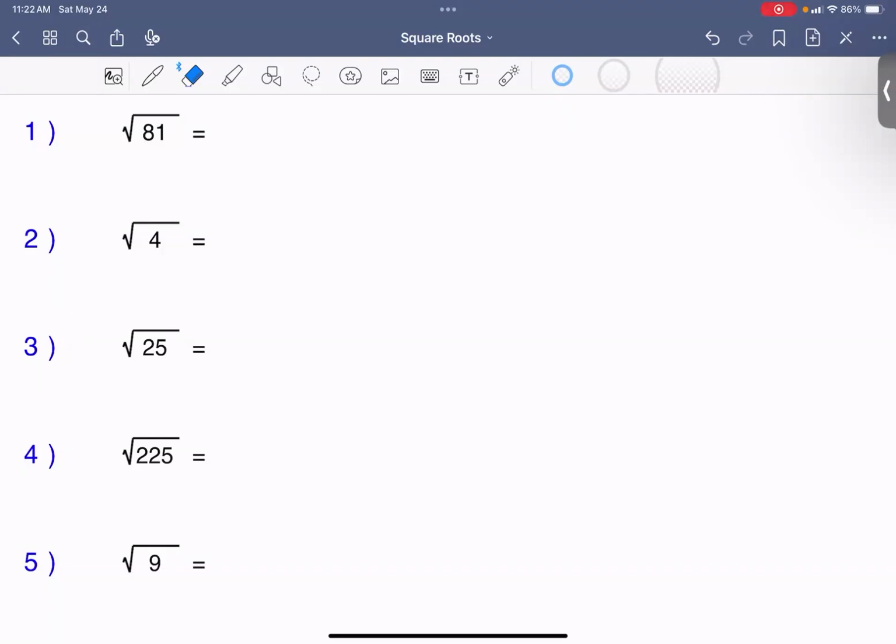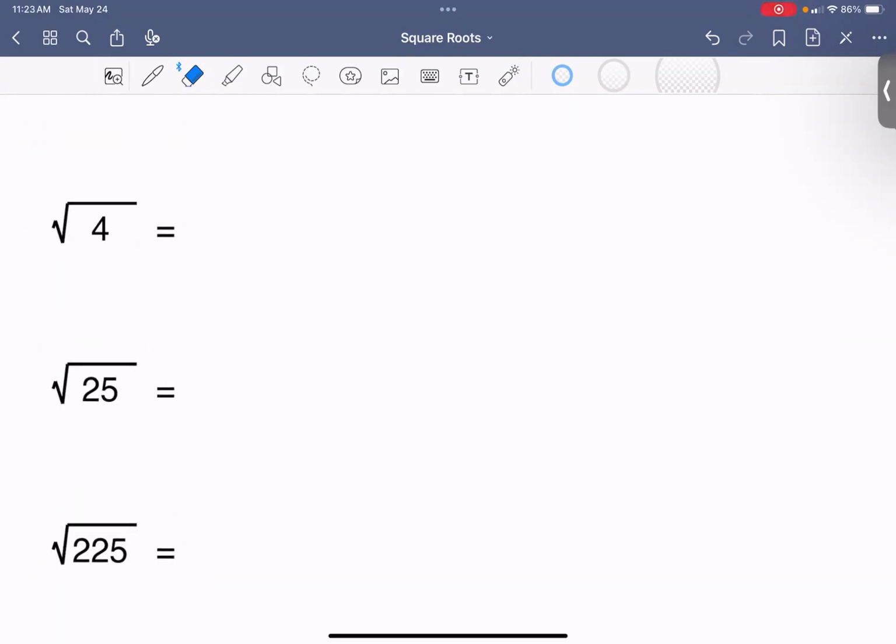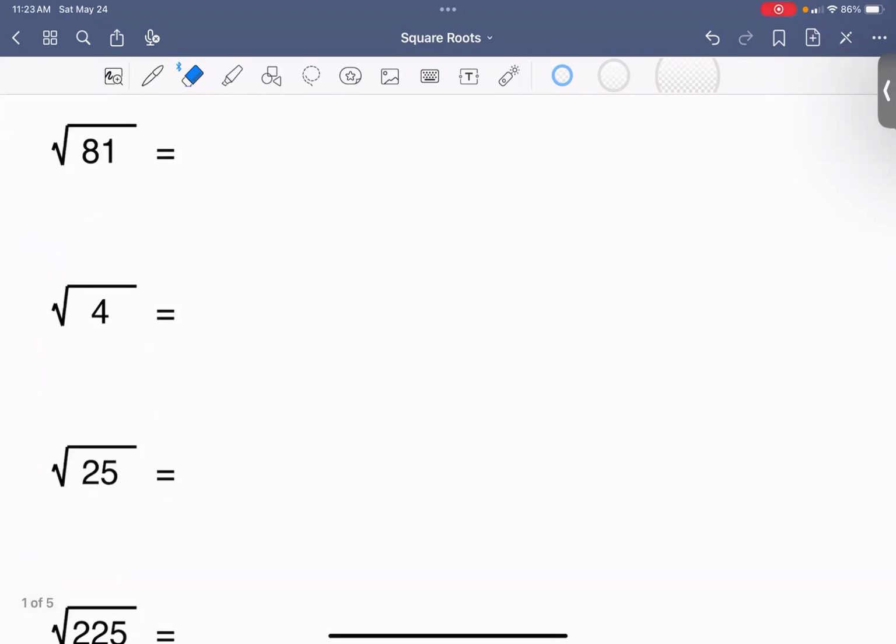Today we're going to look at square roots. The square root of a number is a value that when multiplied by itself gives the original number. Let's look at some examples.